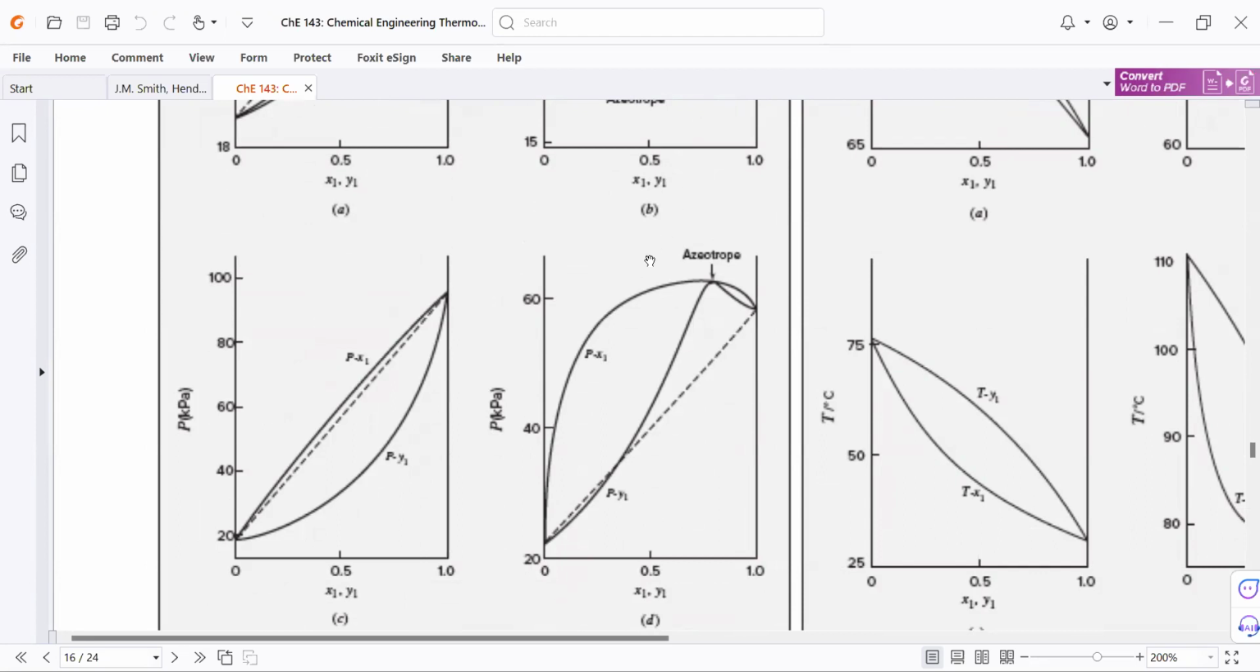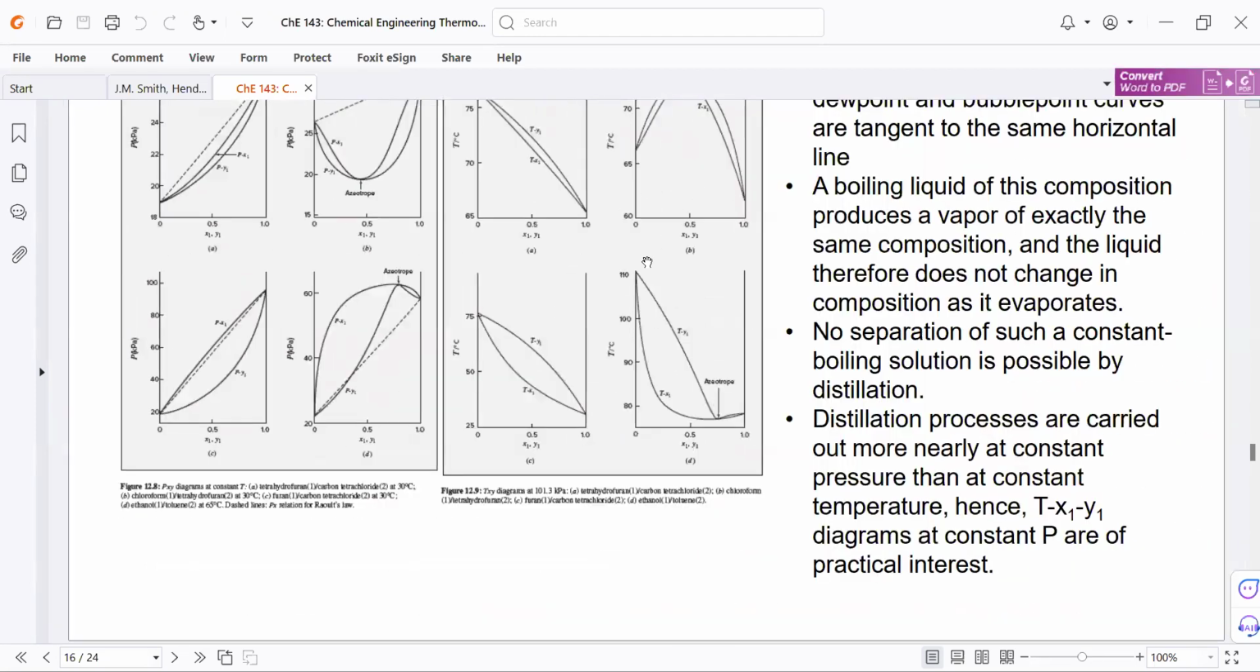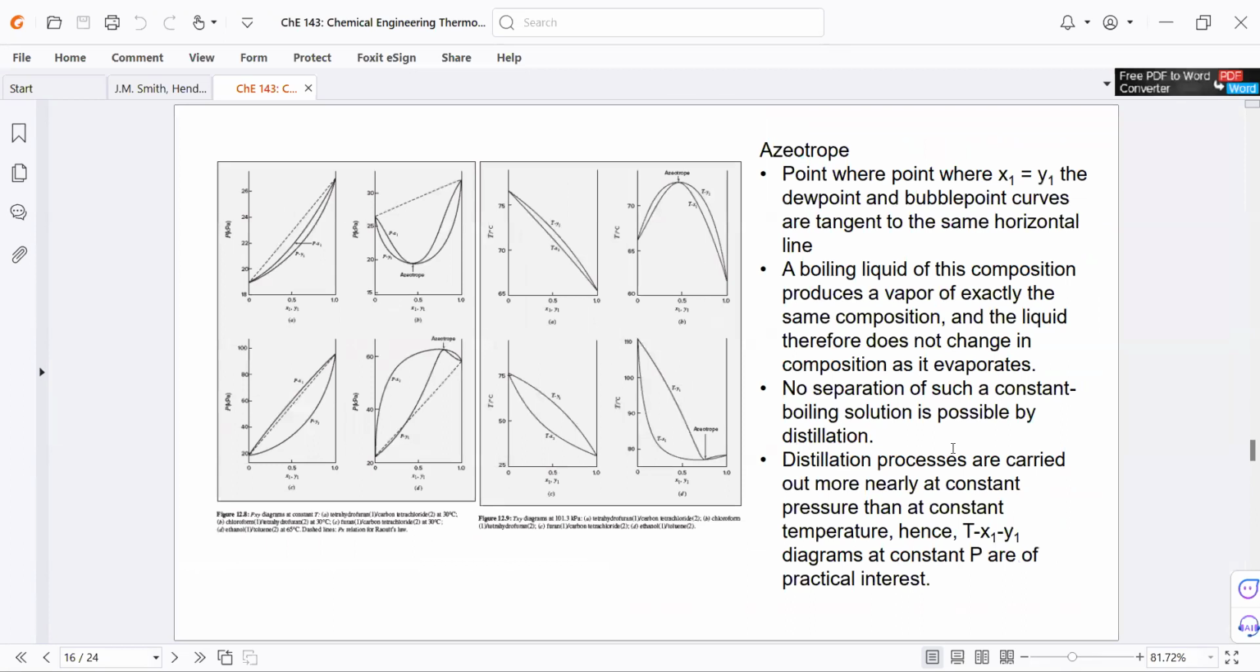Now, let me zoom out. Distillation processes are carried out more nearly at constant pressure than at constant temperature. So in distillation, we will commonly see TXY diagrams at constant pressure rather than PXY diagrams.